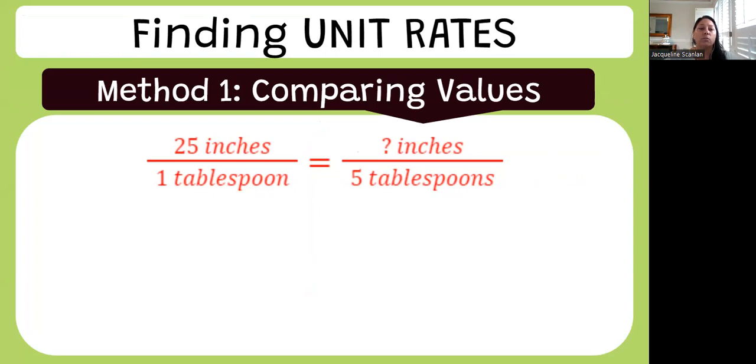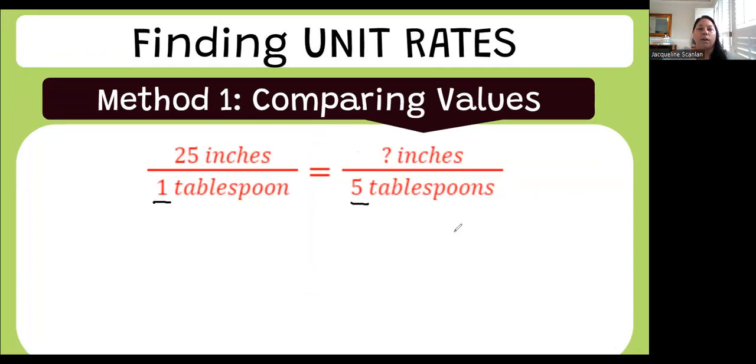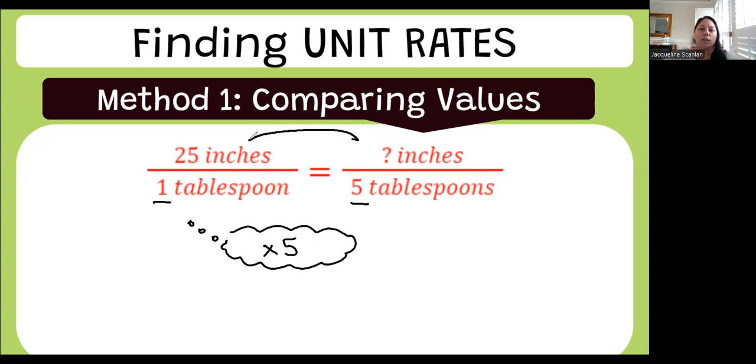What you see here is that exact same fraction that I just set up: 25 inches for 1 tablespoon is the same as I don't know how many inches for 5 tablespoons. For this first way of solving, we could just compare our numbers. I can compare the number 1 to the number 5 and think to myself, how did they get there? What did they do to the number 1 to get the number 5? Well, they multiplied it by 5. 1 times 5 is 5. Because they did that in the denominator, I'm going to use that same strategy in my numerator. So I'm going to assume that I can multiply 25 by 5, and that will give me my missing number of inches.